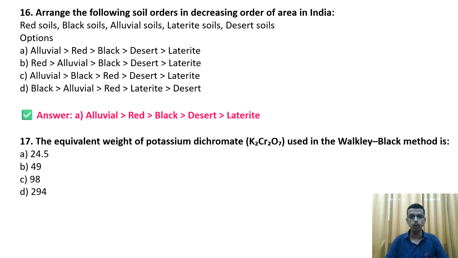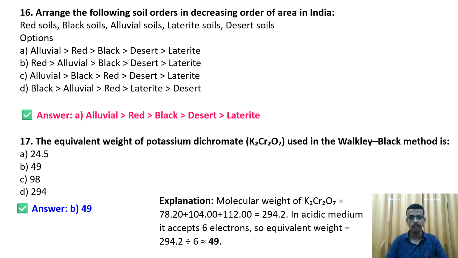Then the equivalent weight of potassium dichromate. This is very important. You see how you calculate the equivalent weight. Equivalent weight means you first calculate the molecular weight and divide it by the valency. Most people calculate the molecular weight of K2Cr2O7 correctly, but they cannot work out what to divide by, the valency. They mostly divide by 2, but the K2Cr2O7 molecular weight should be divided by 6. How? You see, then the answer will be 49.